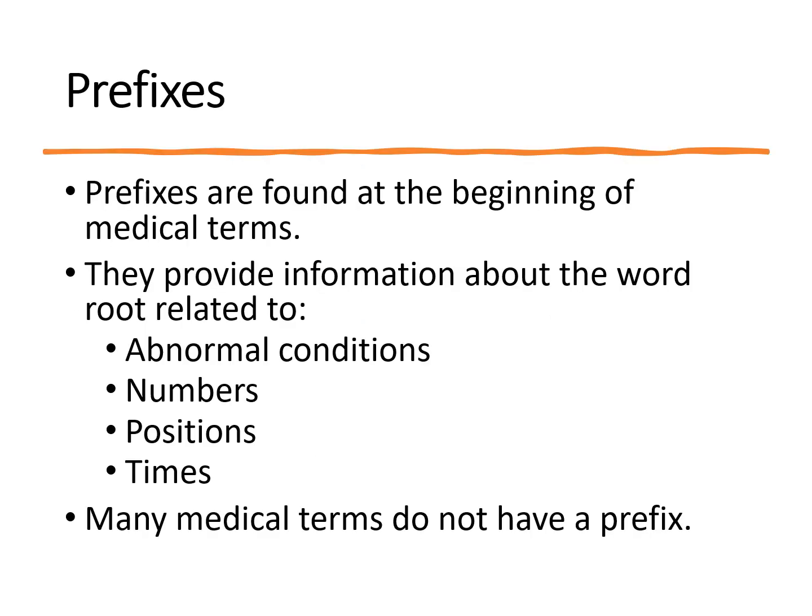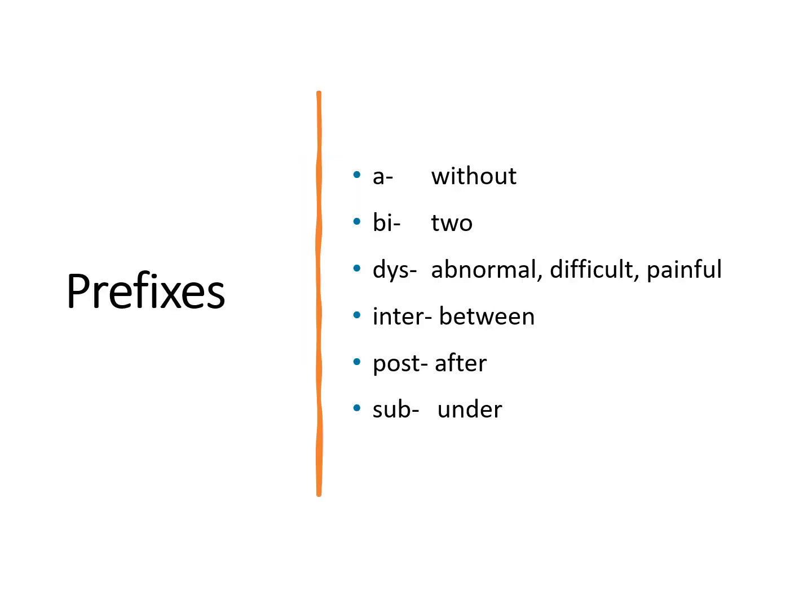The prefix is found at the beginning of a medical term and provides information such as abnormal conditions, numbers, positions, or times. Many medical terms do not have a prefix. Note that when a prefix is written by itself, a hyphen is placed on the end. Examples of prefixes include the following: a-, without; bi-, two; dys-, meaning abnormal, difficult, or painful; inter-, between; post-, after; sub-, under.